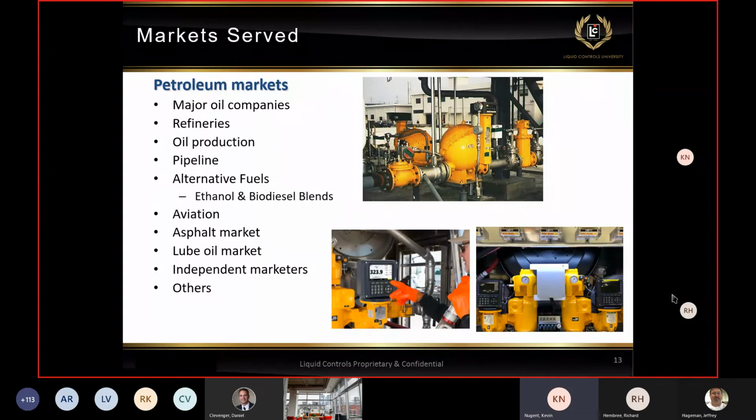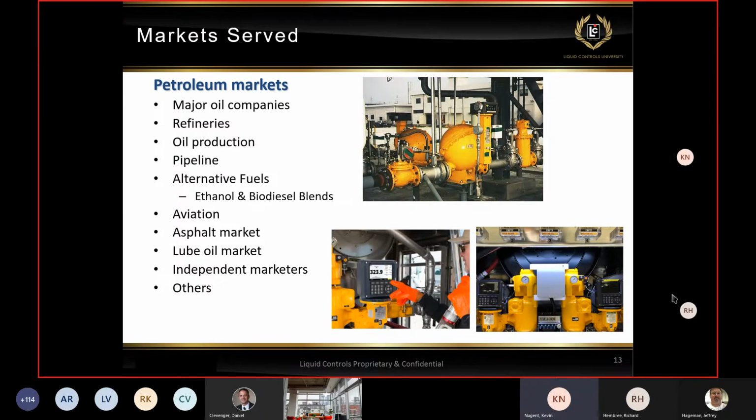The markets that we serve in the petroleum, if we consider it an umbrella, inside that umbrella, we call on, or you call on, the major oil companies, and a lot of them own the refineries and oil production. They have control of the pipeline. We are very strong in the alternative fuel industries, where we see ethanol and biodiesels gaining market share because they're maybe more on the greener side.